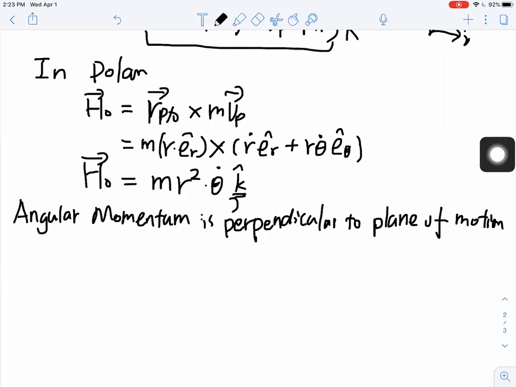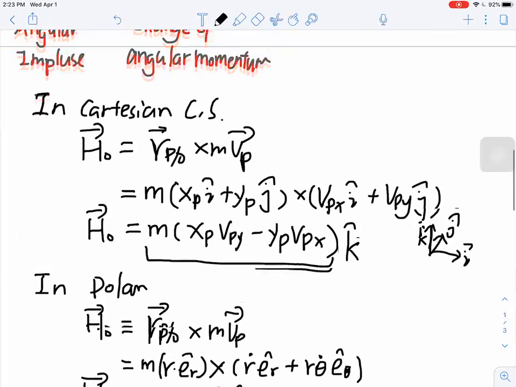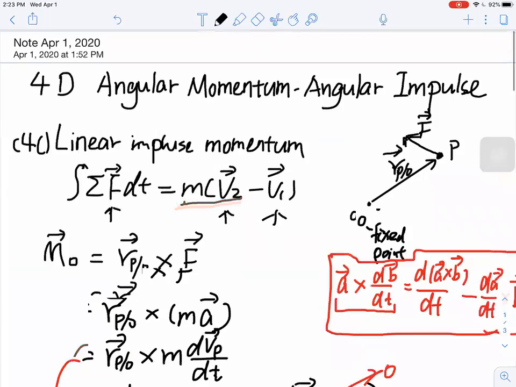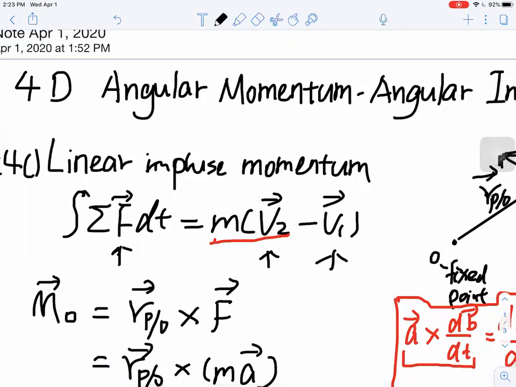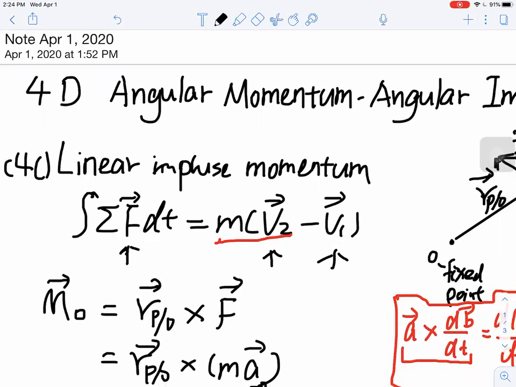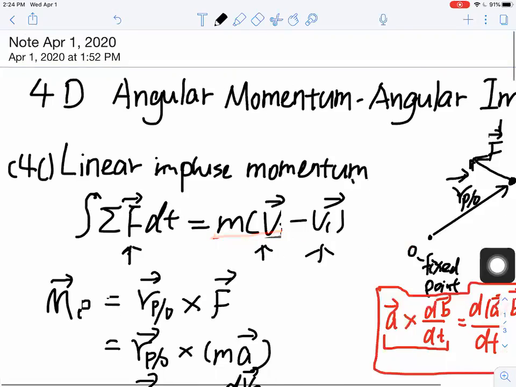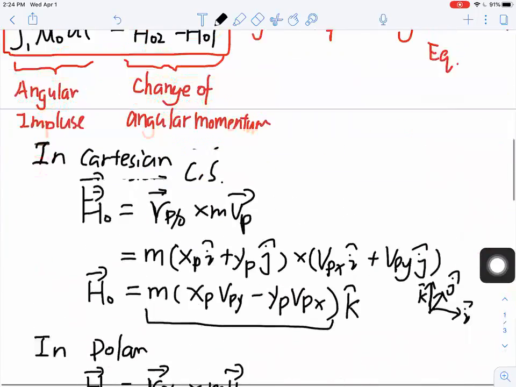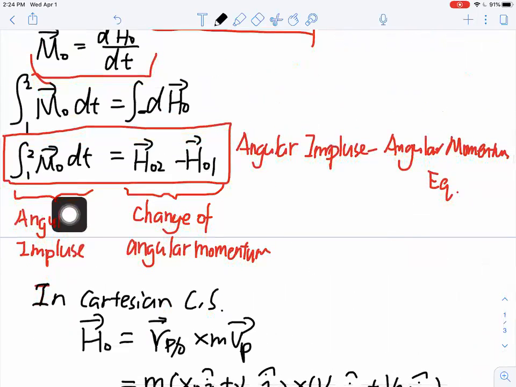The first question is, under what condition will angular momentum be conserved? I want you to think about under what condition the linear impulse momentum is conserved, and we talked about that multiple times. Only when the sum of the forces equals 0 is the linear momentum conserved. Same thing here. Let's go back to the angular impulse momentum equation.